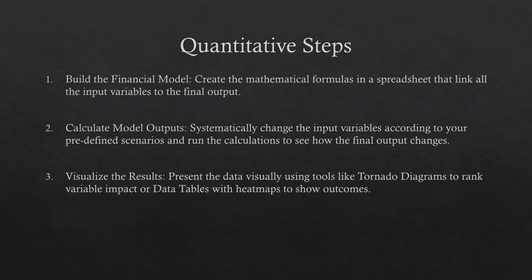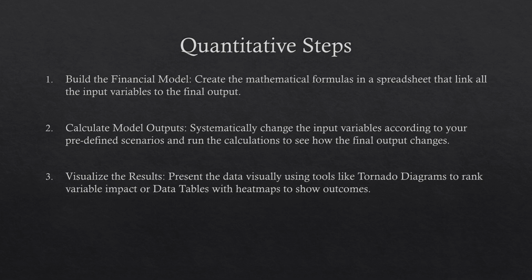Once we've set the stage with our qualitative judgments, we move on to the quantitative steps. This starts with building a financial model, which is the engine of our analysis. This is typically a spreadsheet where all of our variables and assumptions are linked by formulas to calculate our final output, like profit or net present value.